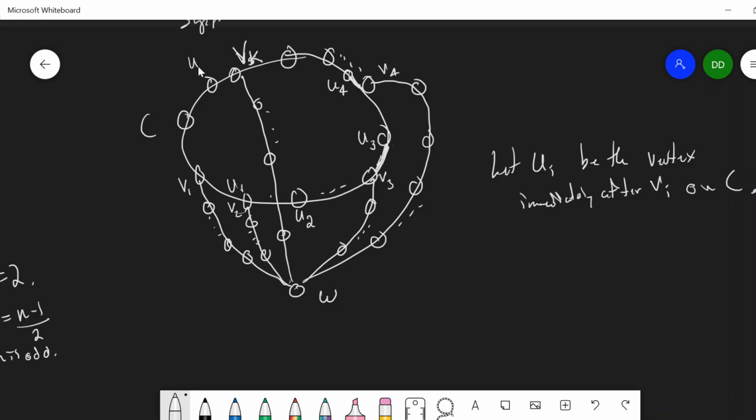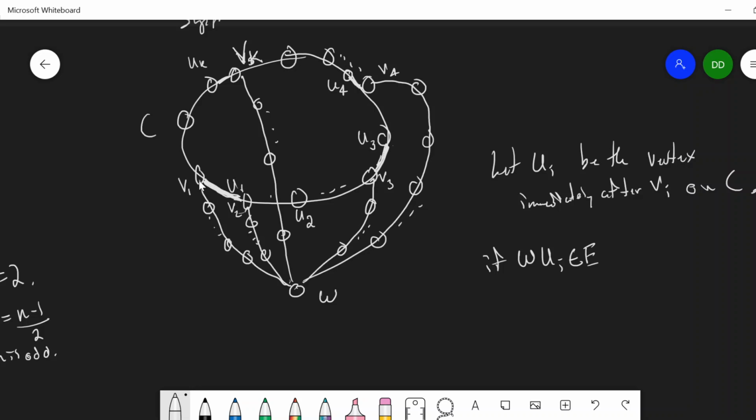And so on. So I'd have U sub K here. And then I'm going to collect all of these. So the first thing I want you to notice is that if W U sub I is an edge, I keep drawing a slash through it. If W U sub I is an edge of the graph, then what I can do is replace V sub I U sub I.